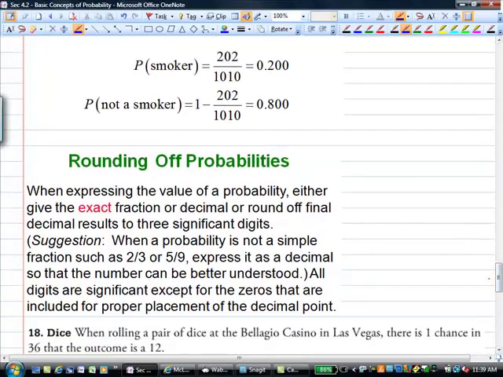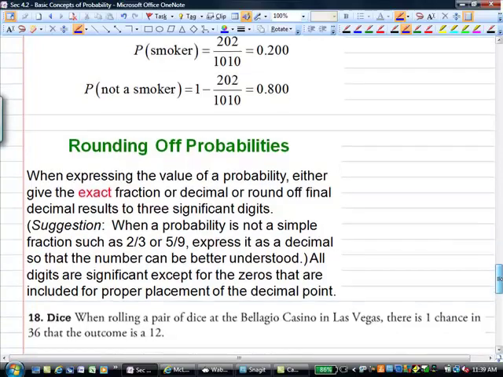All right, rounding off probabilities. When expressing the value of a probability, either give the exact fraction, and when it's a nice fraction like 3/4, give the exact fraction. It's okay. Or 1/6, or give the rounded off decimal to 3 significant digits. So, for example, when a probability is not a simple fraction, such as 2/3 or 5/9, express it as a decimal so that the number can be better understood. All digits are significant except for the zeros that are included for proper placement of the decimal point.